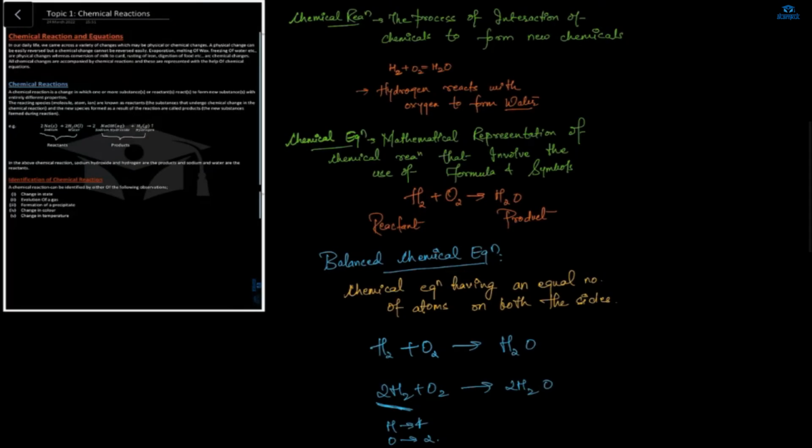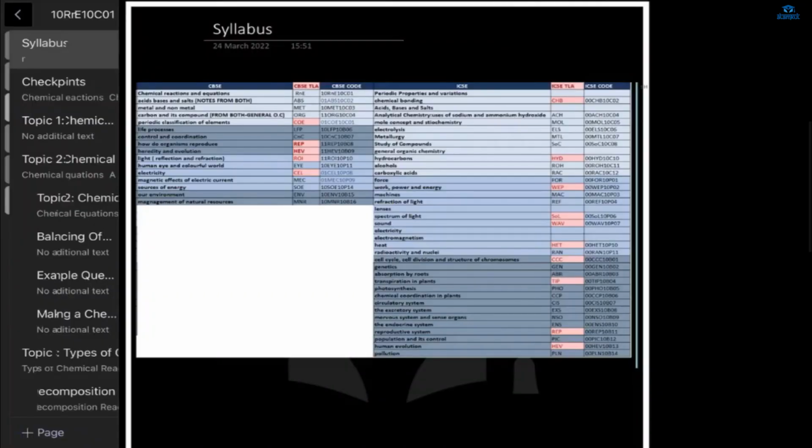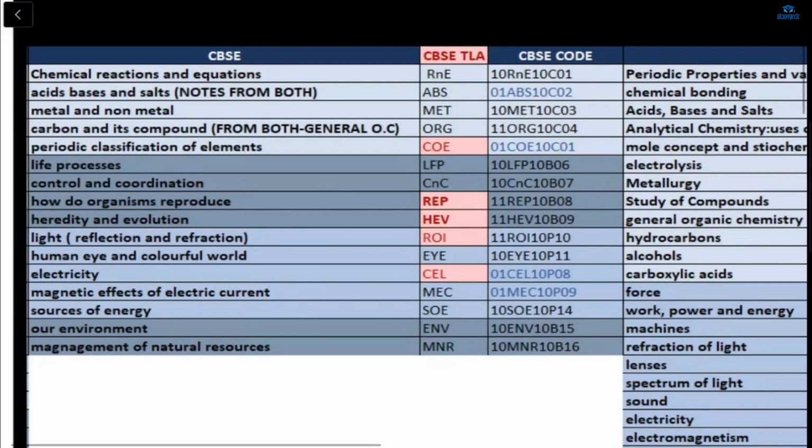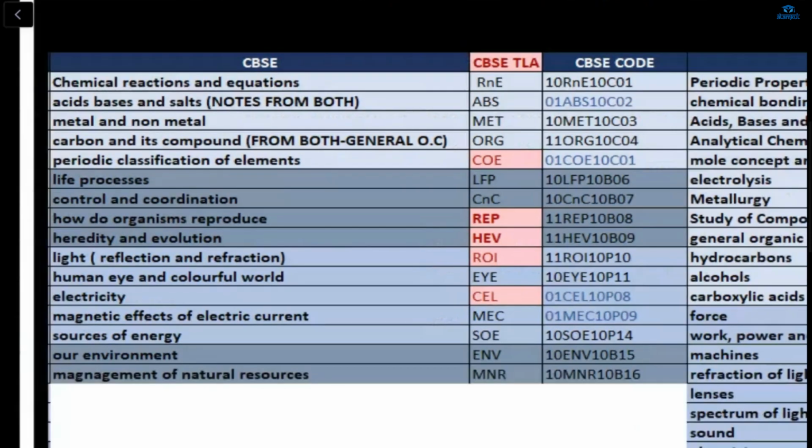Hello, Shazam. Hello. So today we will start from the very first chapter of class 10th. Okay. Ma'am, the first unit is your chemical reactions and equations, and this is your code.